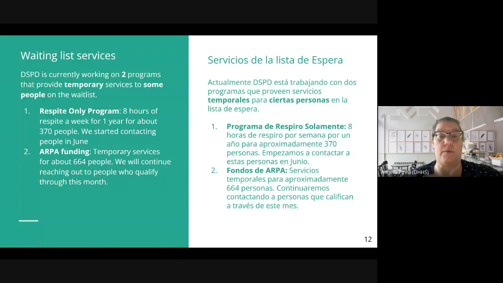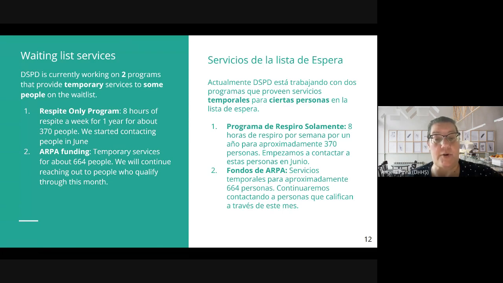Another update on waiting list services. We currently have 2 waiting list programs that we're working on. The respite only program is 8 hours of respite per week for 1 year. This was appropriated during the legislature this year, and we expect to serve around 370 people. The waiting list support team started contacting individuals in June.